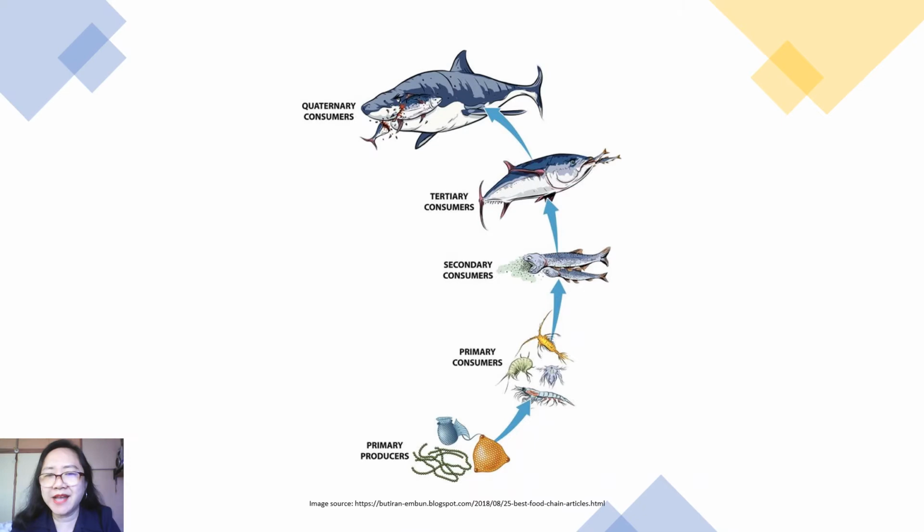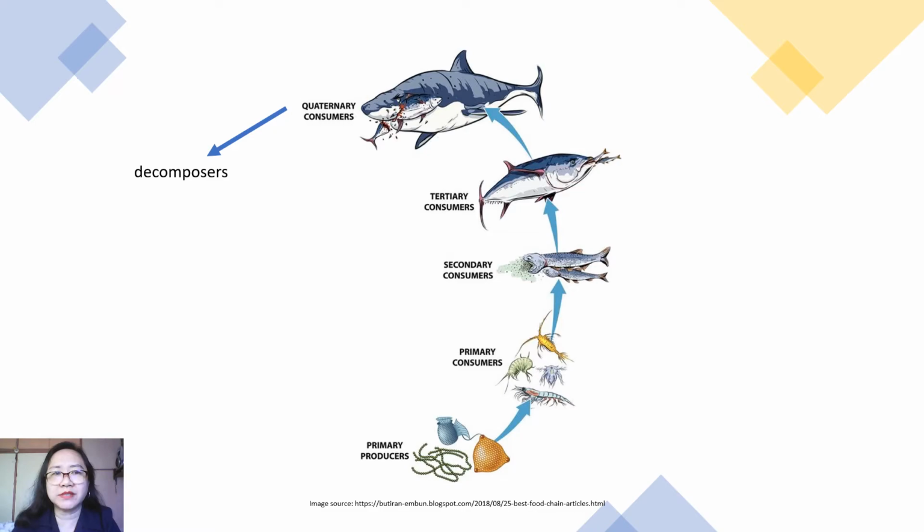Here is another example of a food chain. So the primary producers are the planktons. And the primary producers are eaten by the primary consumers. The primary consumers are eaten by the secondary consumers. The secondary consumers are eaten by the tertiary consumers. The tertiary consumers are eaten by the quaternary consumers. And when the quaternary consumers die, their dead bodies will be acted upon by the decomposers.